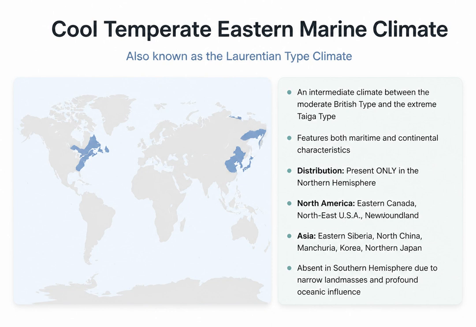You'll find it in eastern Canada, the northeastern US, and across eastern Asia in Siberia, northern China, and Japan. It is completely absent in the southern hemisphere because the continents taper off and become too narrow, meaning the oceanic influence is too strong to allow for continental climate extremes.